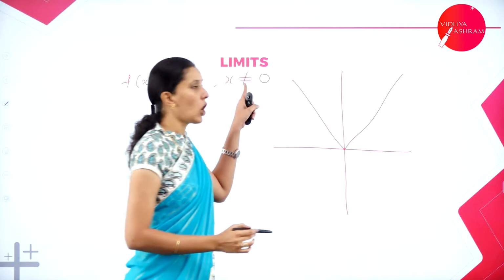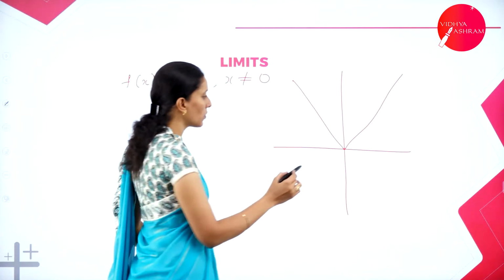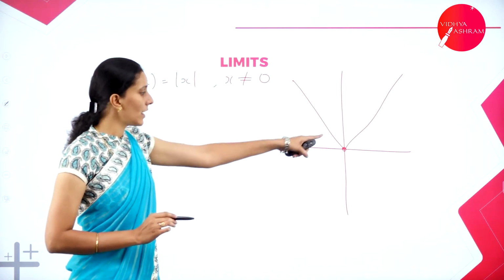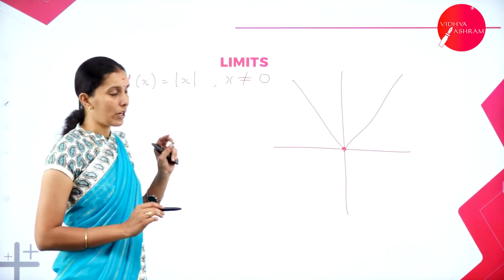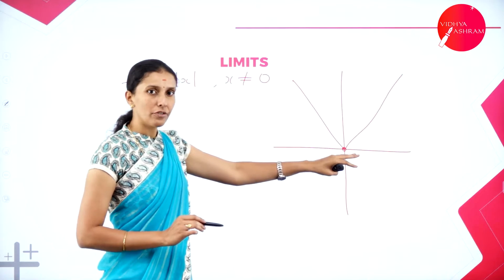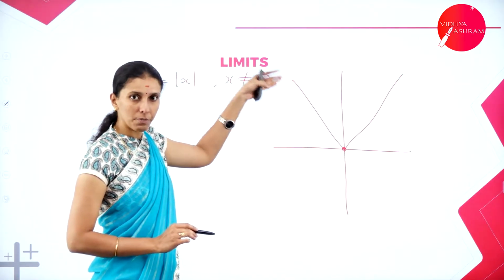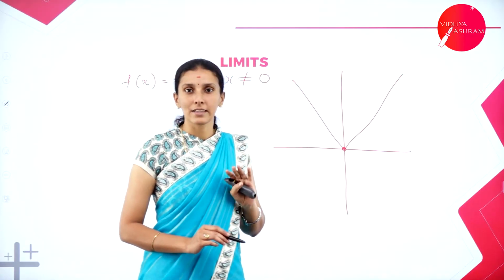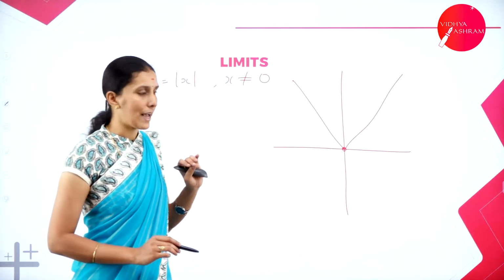But the function is not defined at x is equal to 0. So we'll write an open circle here, because at x is equal to 0, the function is not defined. Whereas for all the negative values, the value of the function is positive, and for the positive values of x, again it takes the value of positive y-axis.